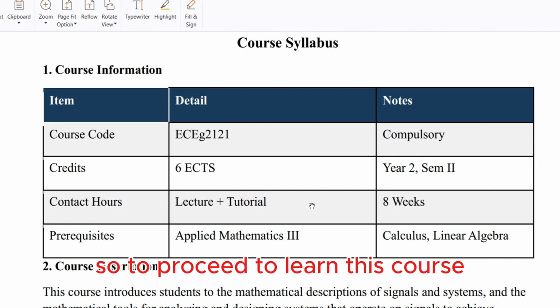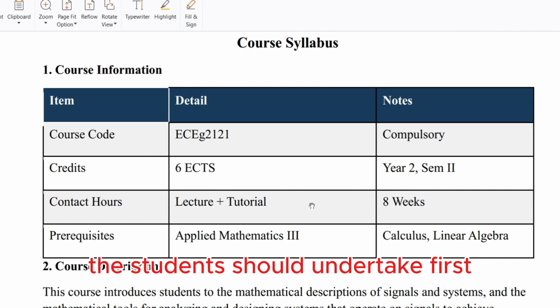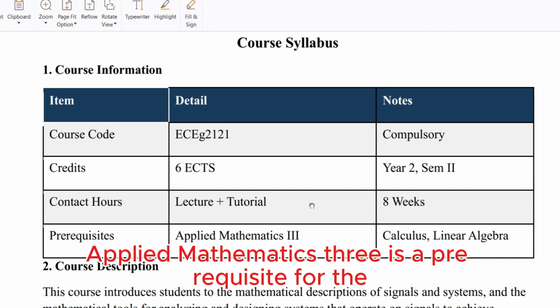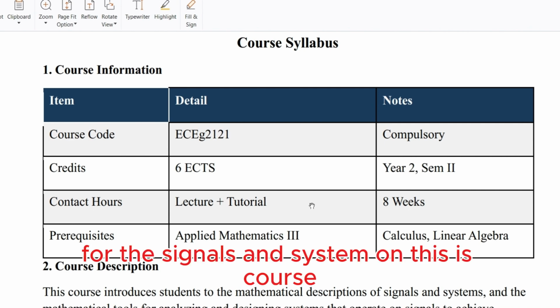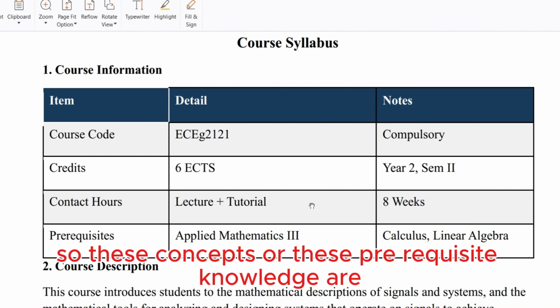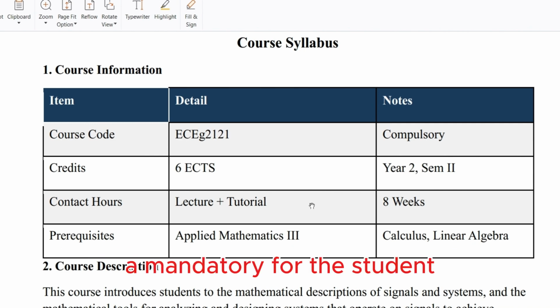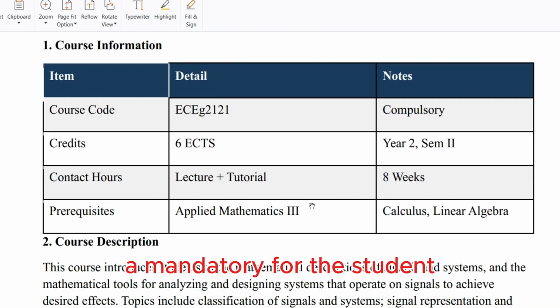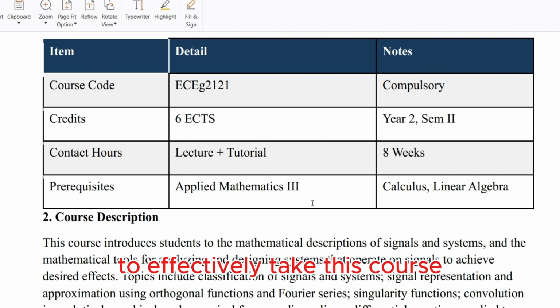To proceed to learn this course, the students should first undertake applied mathematics. This is a prerequisite for the Signals and System Analysis course. In that course, calculus and linear algebra are covered. So these concepts, this prerequisite knowledge, are mandatory for the student to effectively take this course.